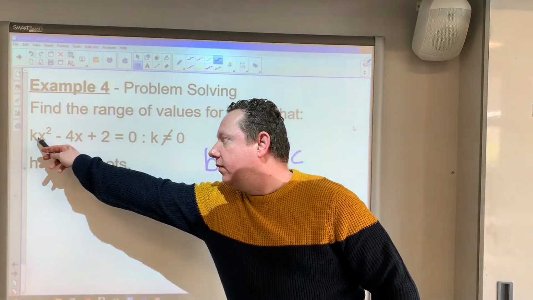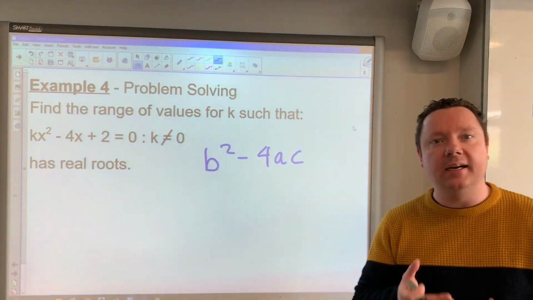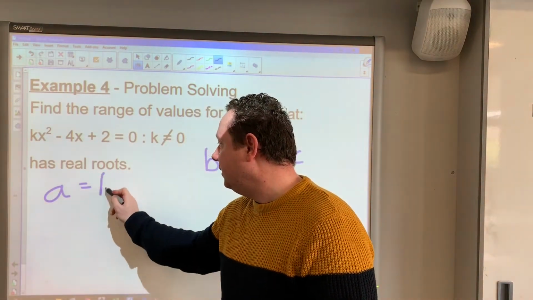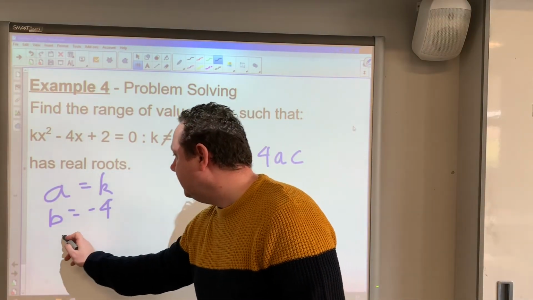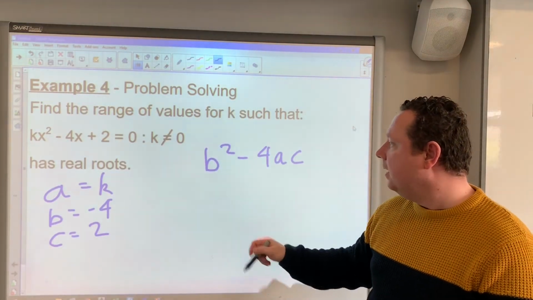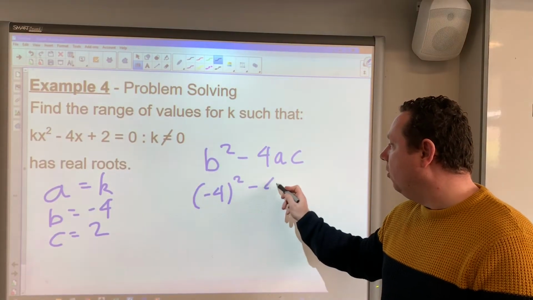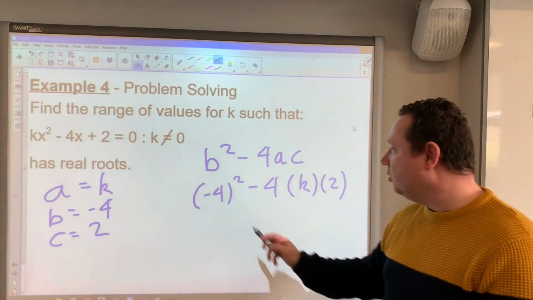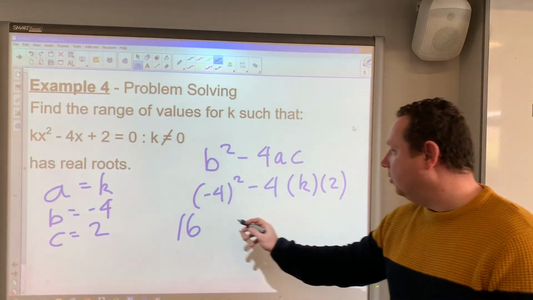Now usually this would have a number here, and it doesn't have a number, so it's telling me that there's a bunch of numbers that k could be, and I need to work it out. I just go through my normal steps. A would usually equal a number, but this time it's k, it's in front of x squared. B equals minus 4, and c equals 2. So I substitute that into here. So I've got minus 4 squared minus 4 times k times 2. So minus 4 squared is 16. 4 times 2 is 8, so it's minus 8k.